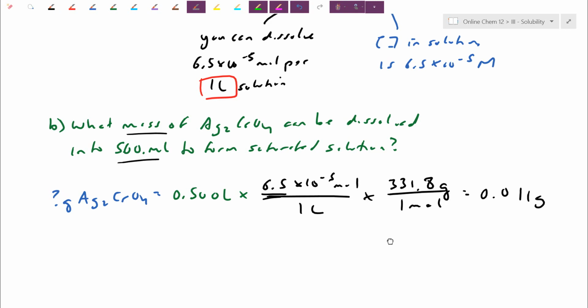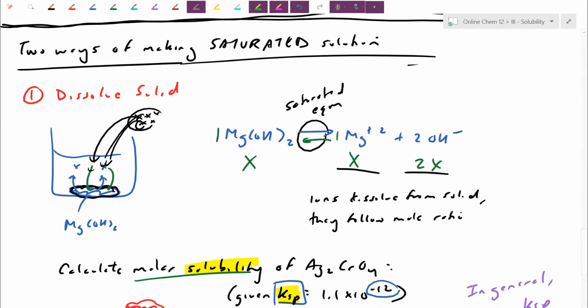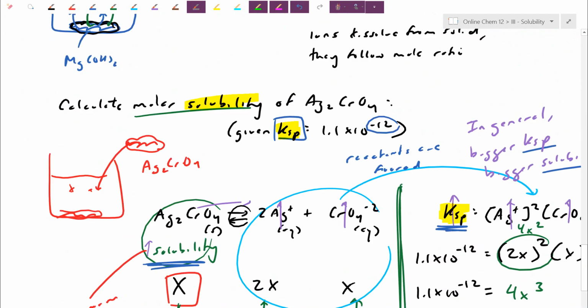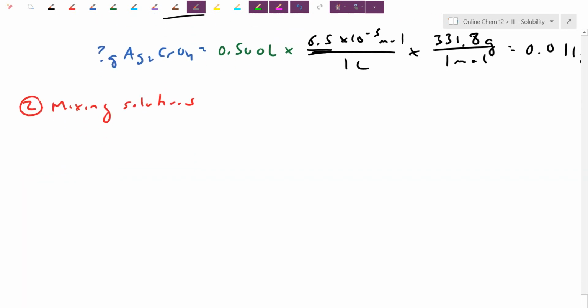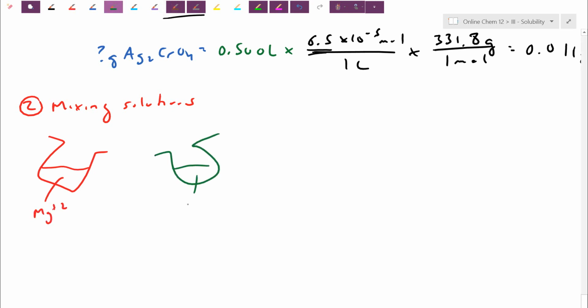Let's end off with the second way of doing it. The first way was nice. You dissolve a solid, everything follows a mole ratio. The second way, we already alluded to in a previous lesson, we're going to mix two solutions together. So back to our MgOH2 example. Let's pretend we have some solution here that contains magnesium. We have another solution here that contains a hydroxide.